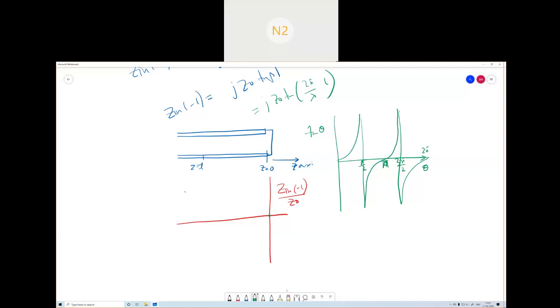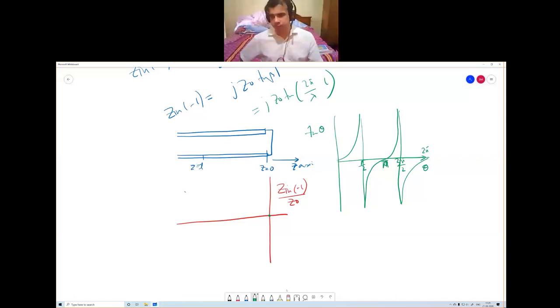Just search for the tan theta curve. At pi by 2, tan theta is infinite, well known. At pi it is 0. At 3 pi by 2 it is once again infinite. So if we move, it will follow the same tan theta curve because it has a tan relationship. It goes here.